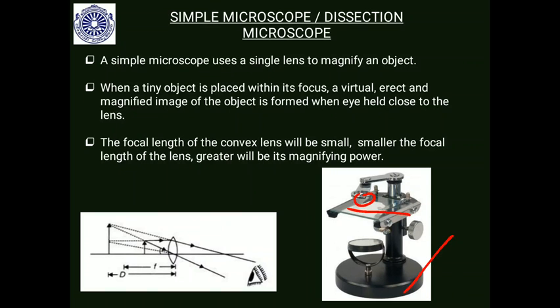The smaller the focal length of this convex lens, the greater will be the magnifying power. You have studied this in your physics classes, in your PU classes. This is the lens, a biconvex lens. When you place an object, it enlarges almost 10 times. The resolution power here is 10x, you can see it enlarged 10 times.